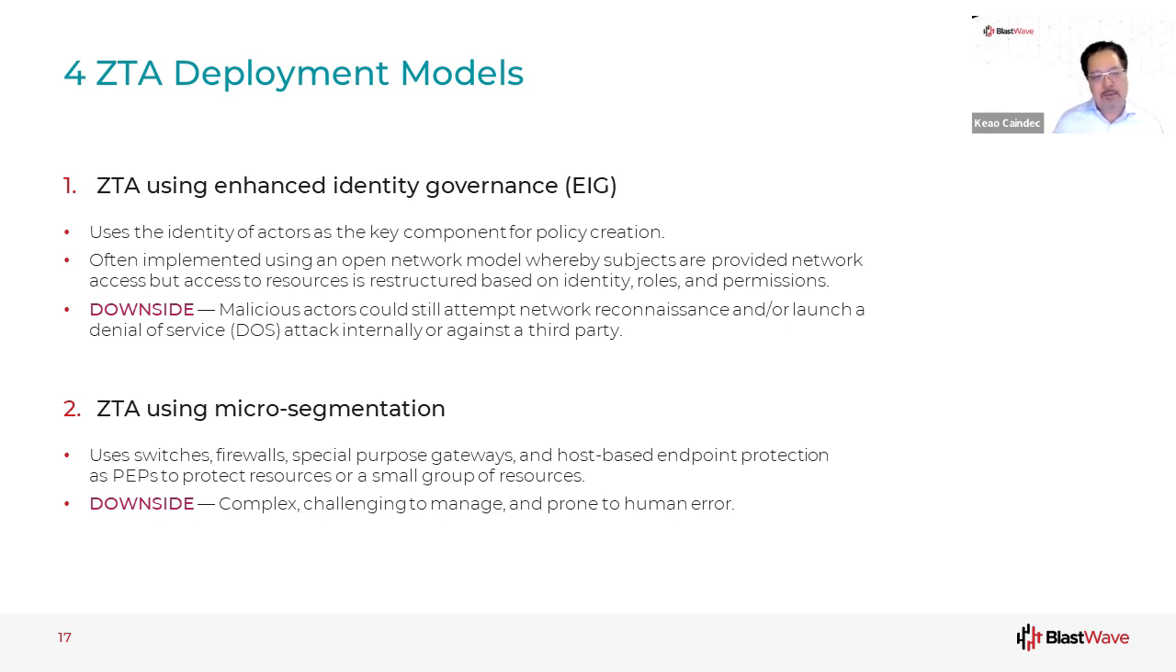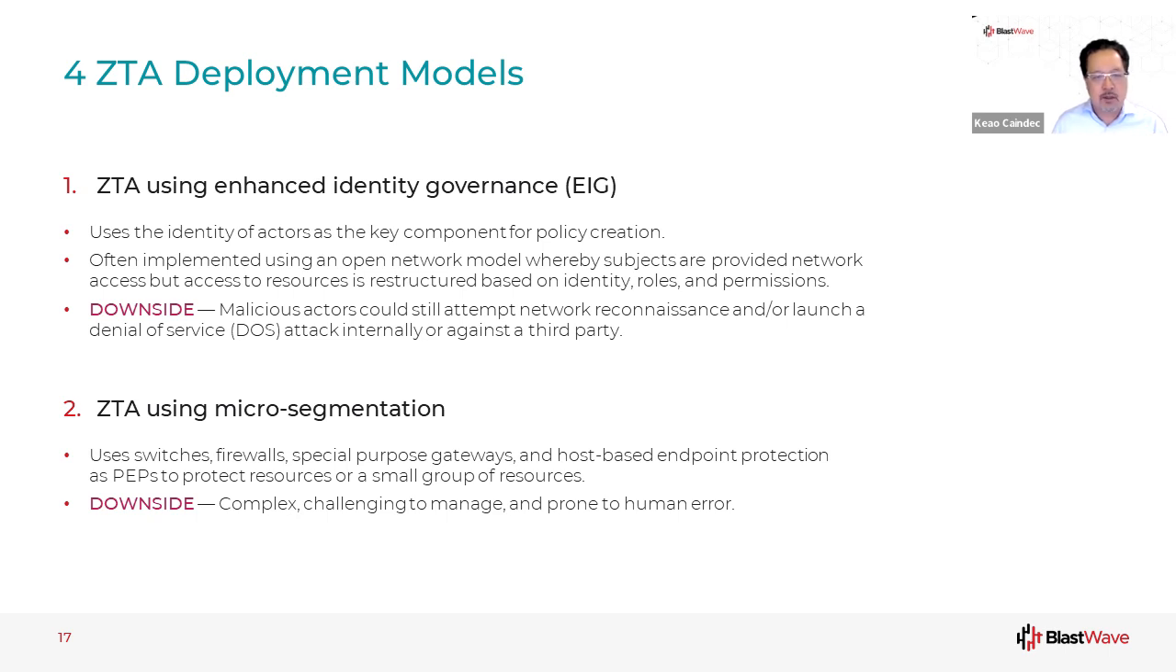So let's relate that back down to how you talk about it in the context of zero trust architecture. And this is from the NIST document. They talk about 4 deployment models. The first 2 are very closely related. So ZTA can be deployed with an enhanced identity governance model, EIG. And in this model, you're really placing a lot of the emphasis on identifying the actors to create the policies.